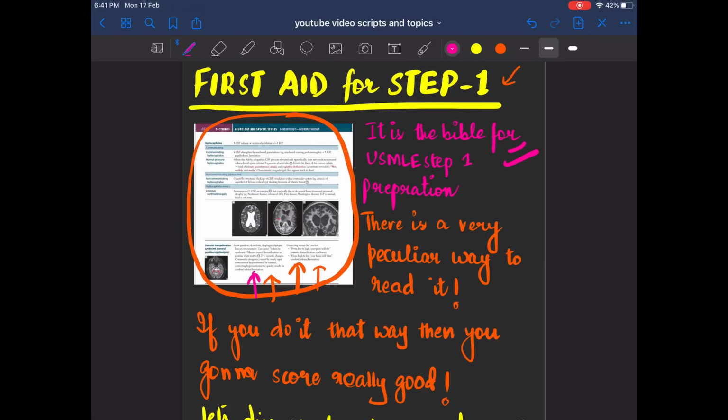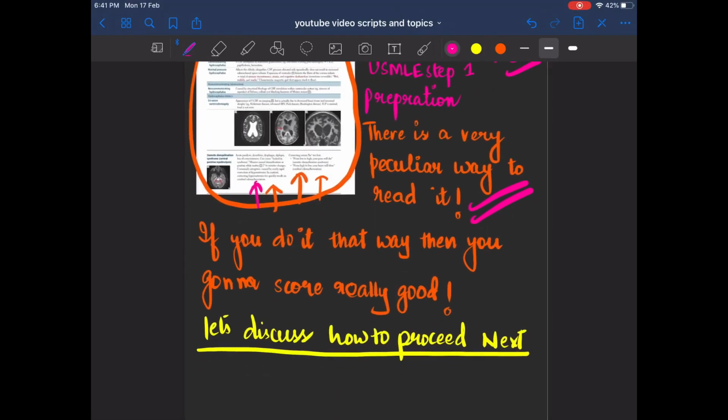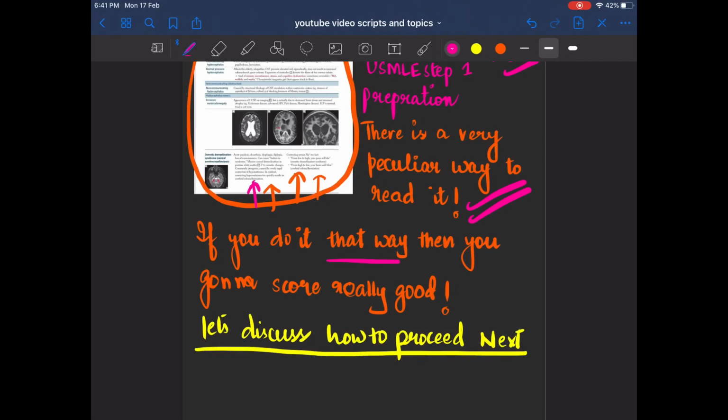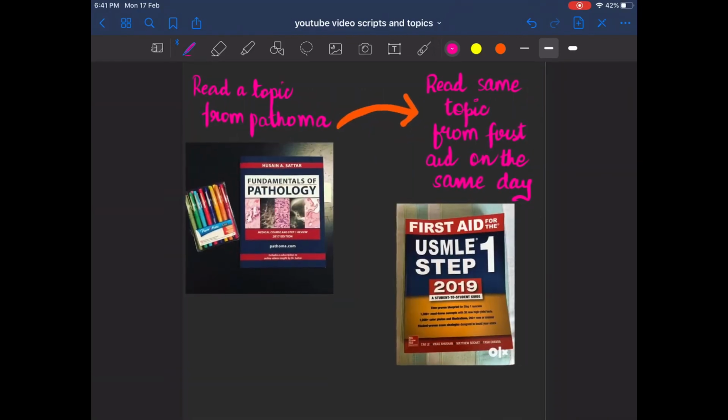There is a very peculiar way to read USMLE First Aid. If you do it the way I'm telling you, then you're going to score really well. Let's discuss how to proceed next. Now I've made this interesting slide for you. First of all, you're going to read the topic from Pathoma, as I already told you. Now read the same topic from First Aid.